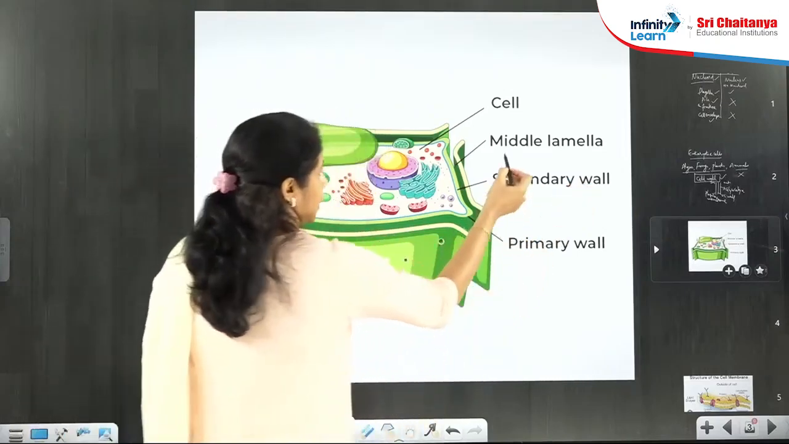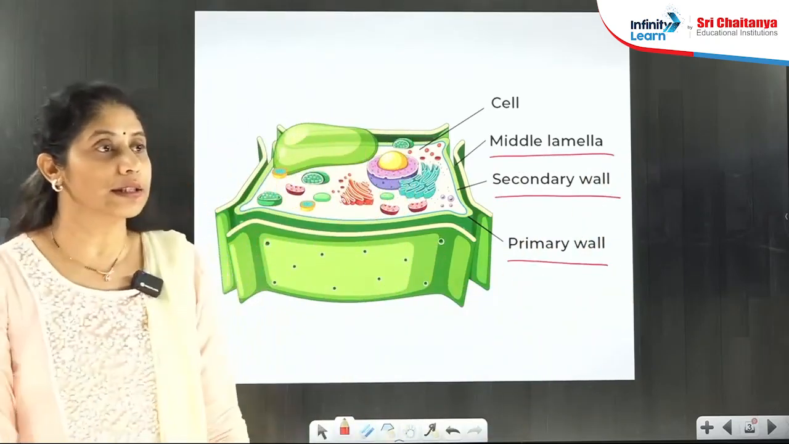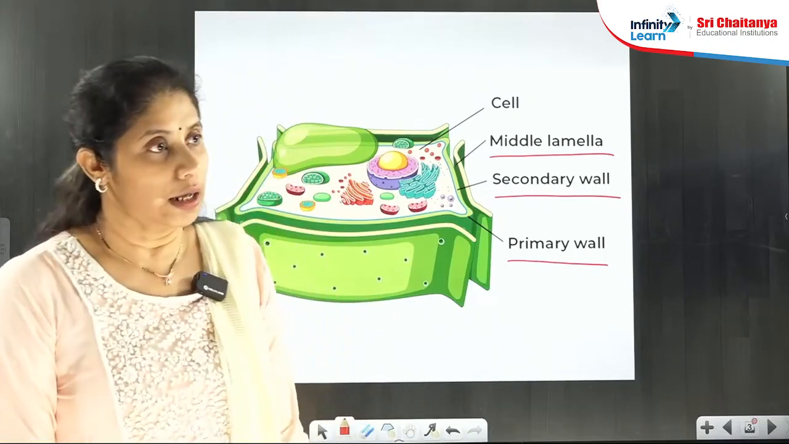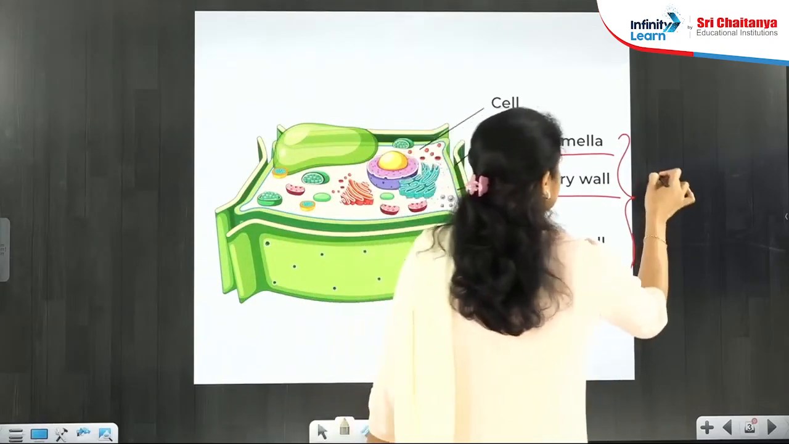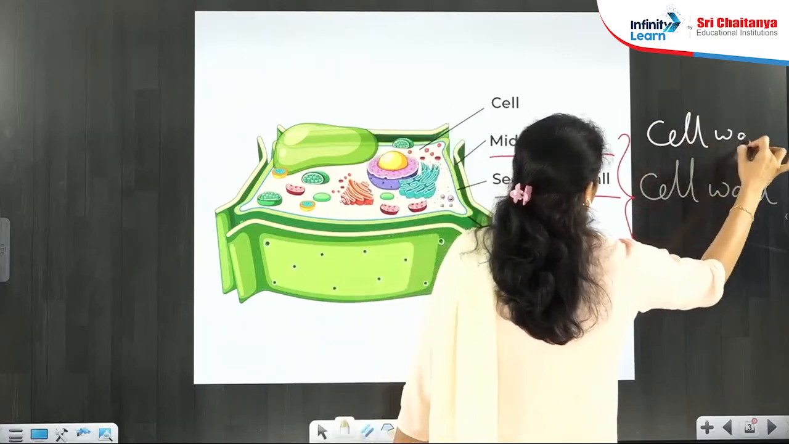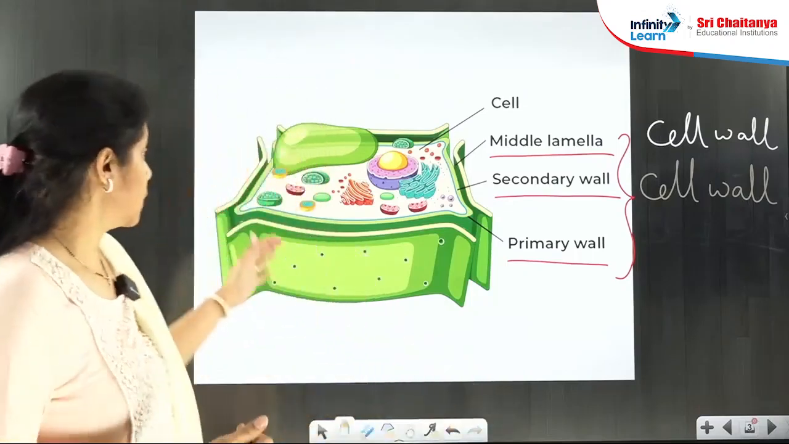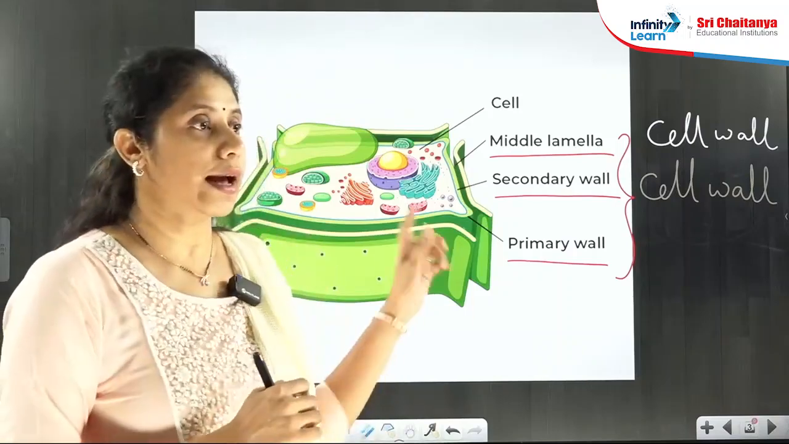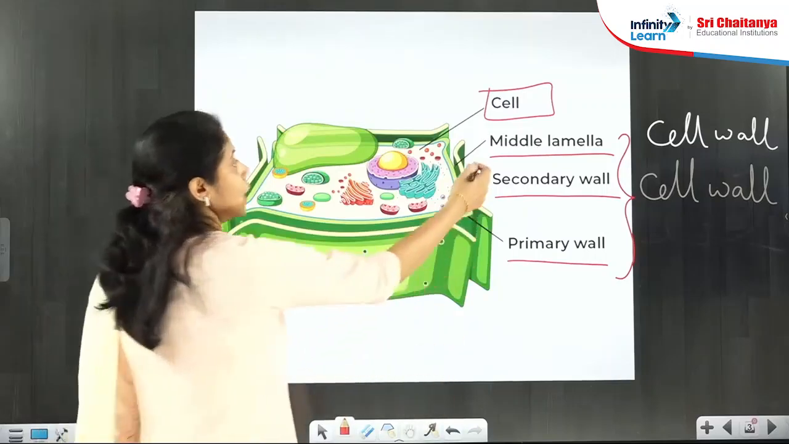So this green line, can you see these three parts? I hope all of you can see these three parts. Yes, students? So here these three are together called as cell wall. So cell wall is made up of, you can see that diagram and you can tell me, cell wall is made up of how many layers? Very good, three, very good. So all of you can see that 3 layers are there.